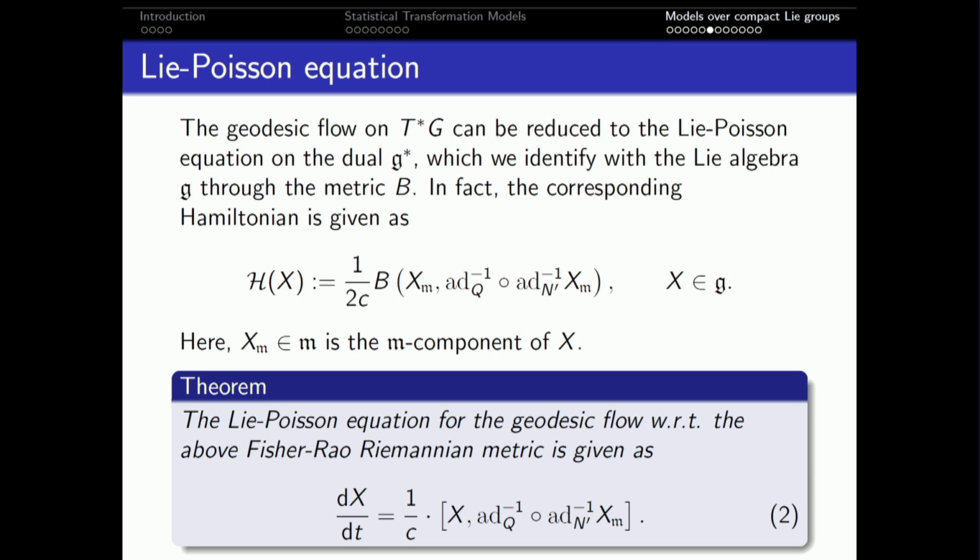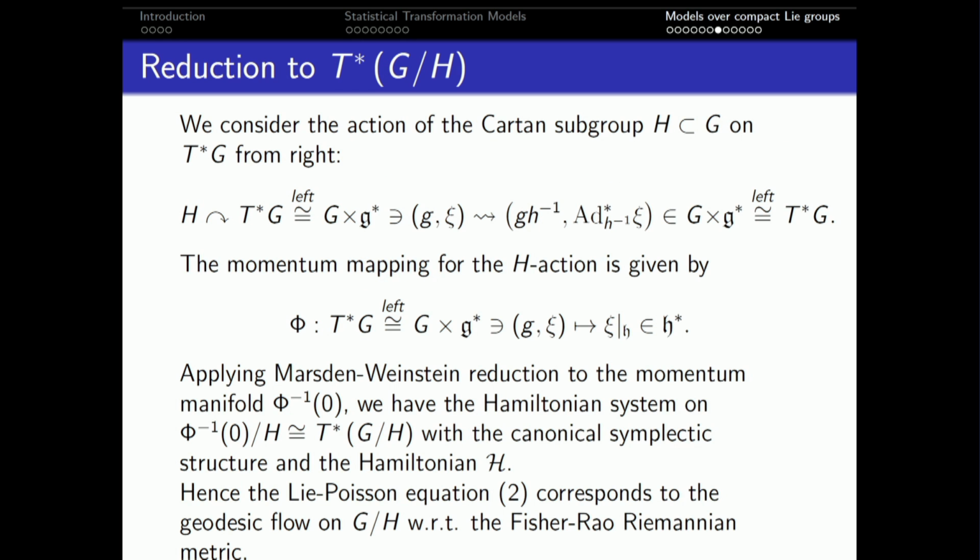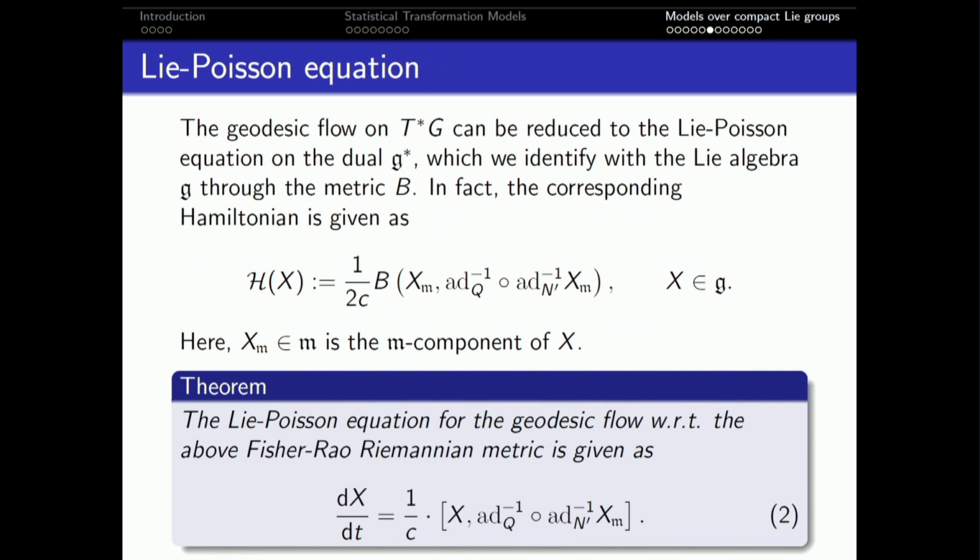Okay, then there are some more things. There is a framework to verify this deduction of Hamilton's equation, which is called the Lie-Poisson equation, or Lie-Poisson reduction.